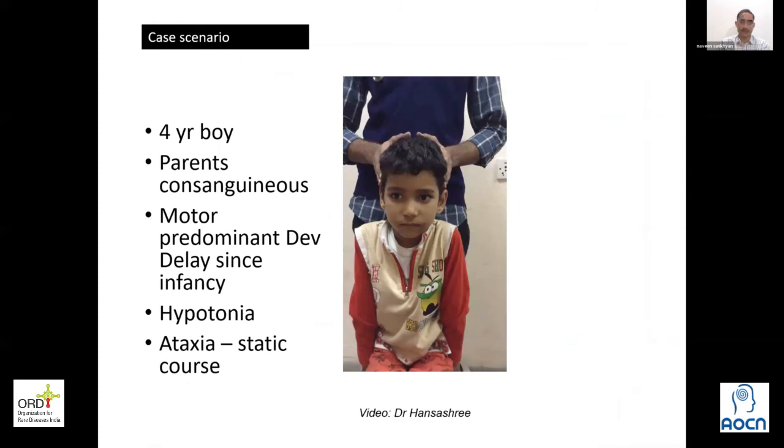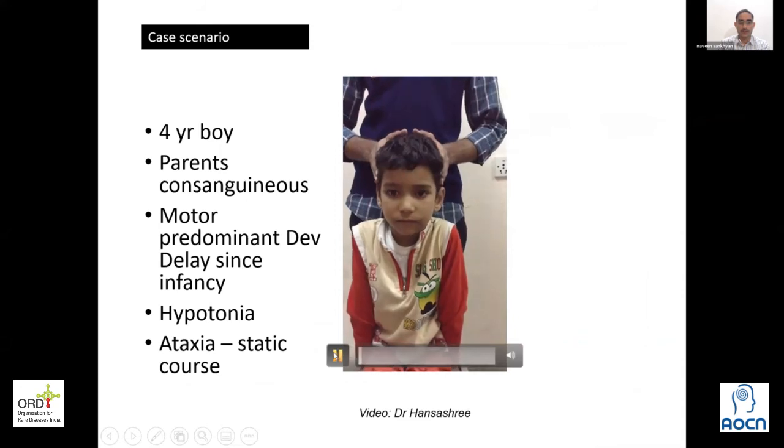Let's see another case scenario. This 4-year-old boy, parents were consanguineous. He had motor predominant developmental delays noted since early infancy. He had hypotonia, and his ataxia was static. Let's see one of the clinical signs that was evident in this patient.